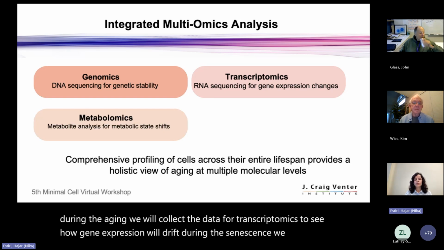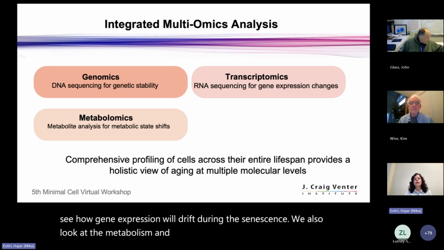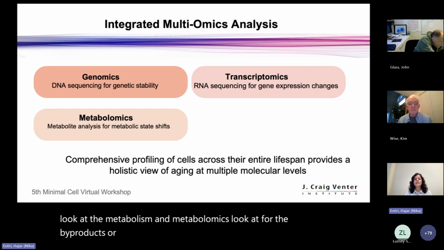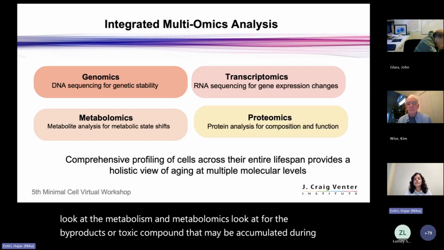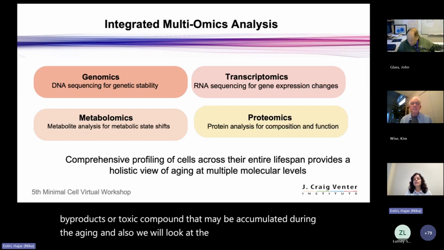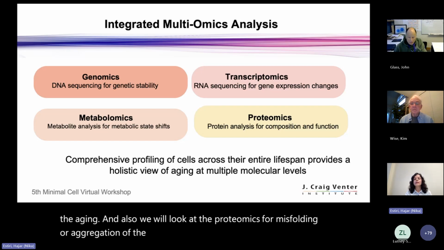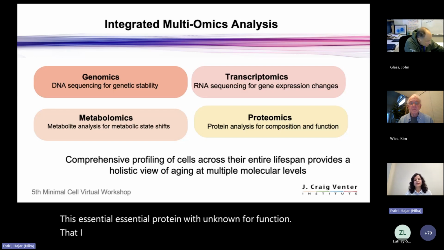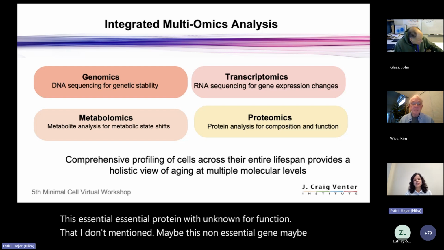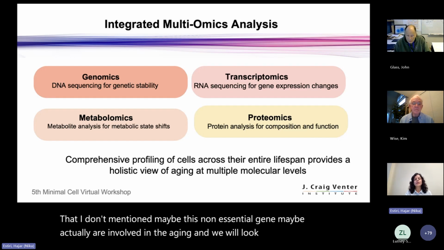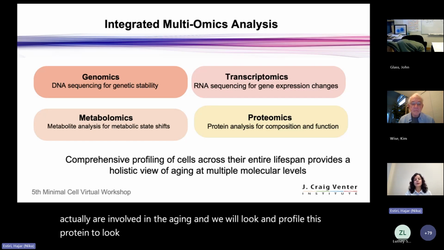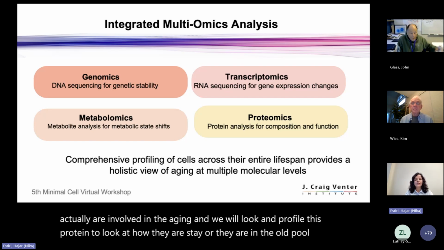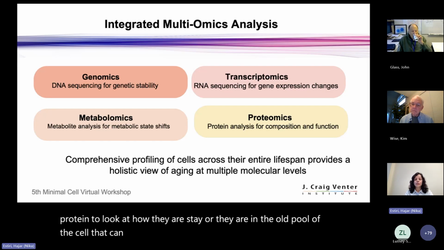We also look at metabolomics, for byproducts or toxic compounds that may accumulate during aging. And we will look at proteomics for misfolding or aggregation of proteins, especially essential proteins with unknown function. As John mentioned, maybe non-essential genes are actually involved in aging, and we will profile these proteins to see how they stay in the old pool of the cell that can accumulate during aging in the mother cell.